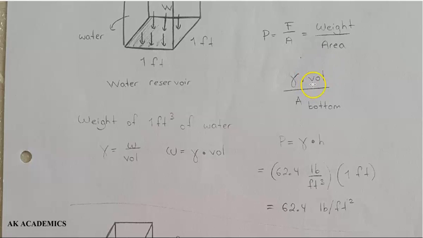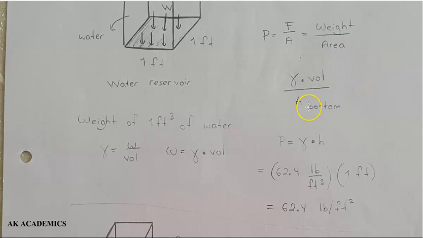Because volume divided by area, depending on the unit you're working with. If we are working with feet, this will be cubic feet. If we're working with feet, this will be squared feet. So cubic feet divided by squared feet will give us just 1 foot length. 1 foot is going to be the unit of height.